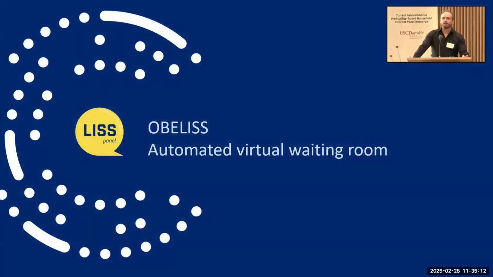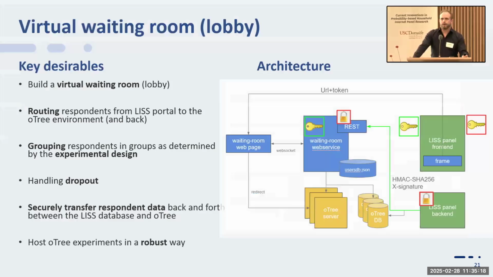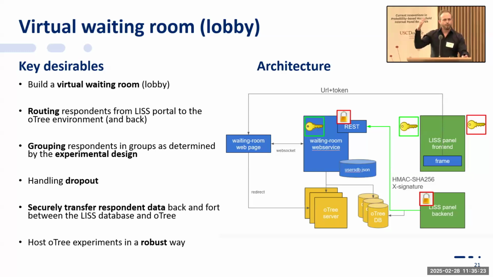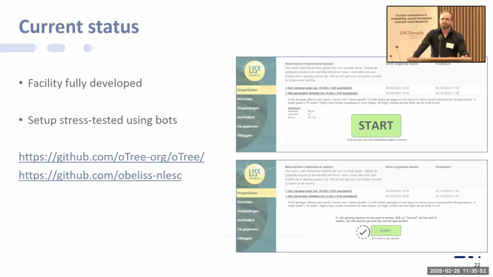We wanted to better this whole infrastructure, so we also built a virtual waiting room in Obelisk. What does that mean? This means that we can route respondents from the LISS portal, where they see the surveys available, to the O3 environment and back. We can group them automatically. We can handle dropout gracefully. And we can also securely transfer respondent data back and forth. All in all, host O3 experiments in a very robust way. On the right side, you see the architecture. I'm not going into that for now, but if you're interested, there's more information available.